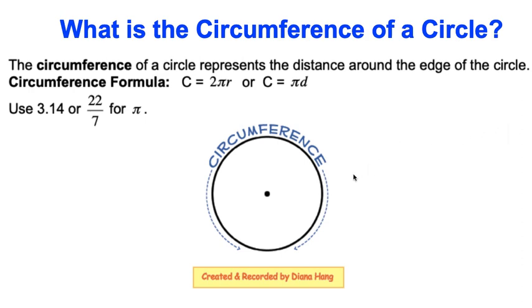So the circumference of a circle represents the distance around the edge of the circle. So here we have a picture of a circle, and so the distance going all the way around your circle is represented by the circumference.